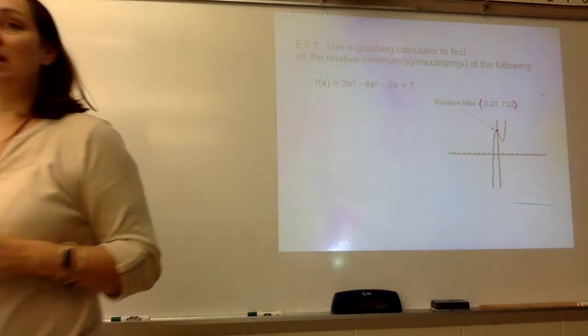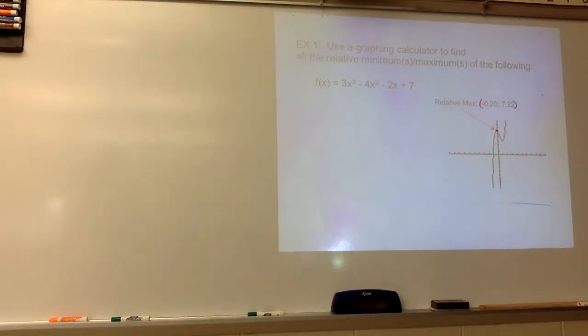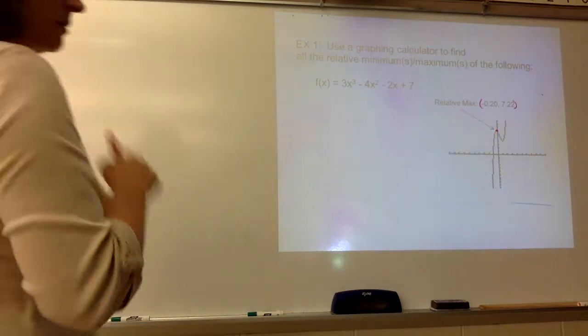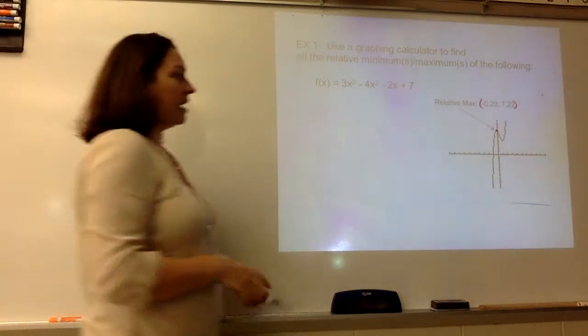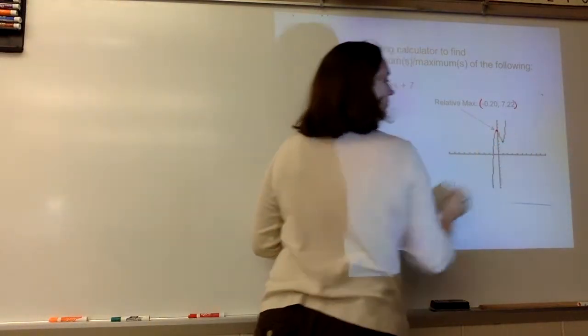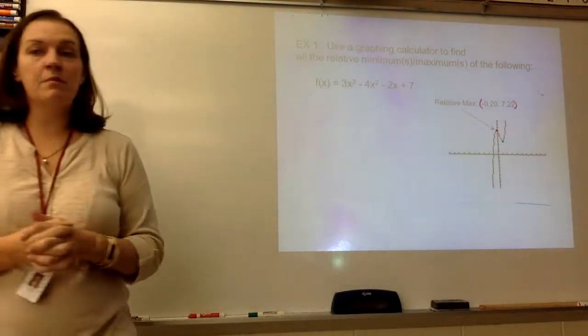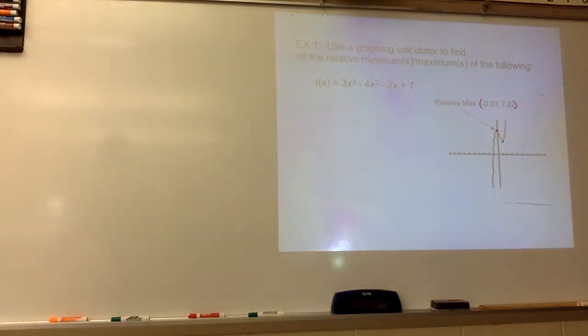So you're going into second trace, choose maximum, left bound, right bound, guess. Your x value should be negative 0.20. Again, you're not moving the cursor and estimating, you're actually calculating it. Anybody with issues? All right, you can go ahead and calculate the minimum value down here at the bottom, the relative min, same thing. Calculator, second trace, calculate, choose minimum.